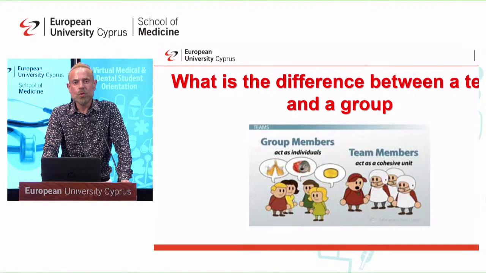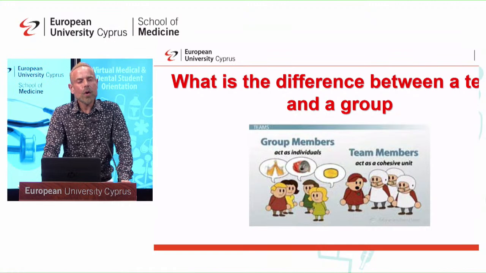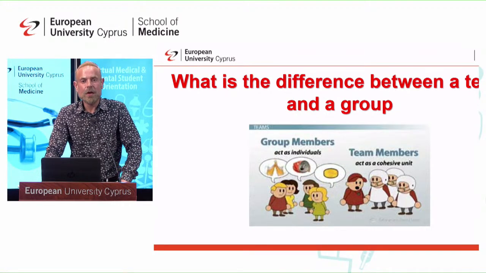We expect you to start as a group, because that's how we all start, as uncoordinated people, and we expect you to proceed to become teams where your goal is actually the same. So the team members speak as one unit, whereas the group, each member of the group has his own voice. We don't like groups in medicine, not because we don't like different opinions, but because we want you to start thinking in a collective and cohesive manner.